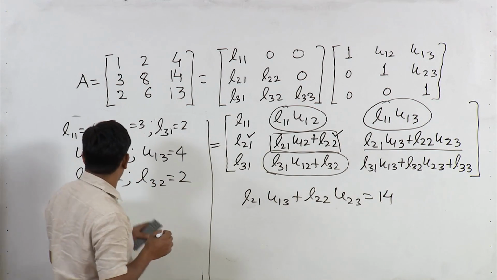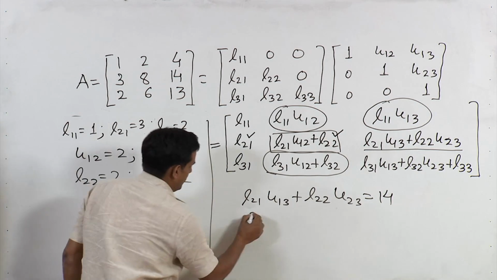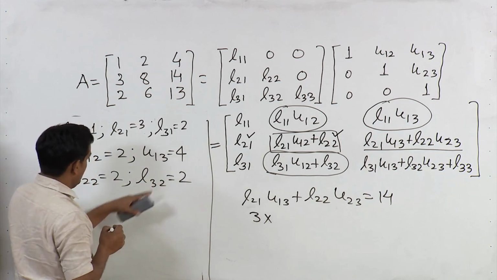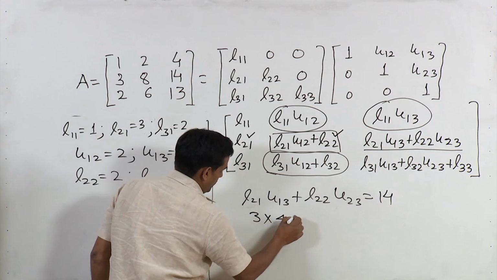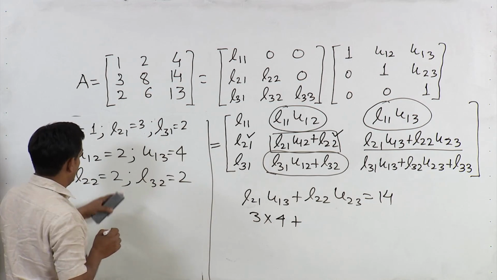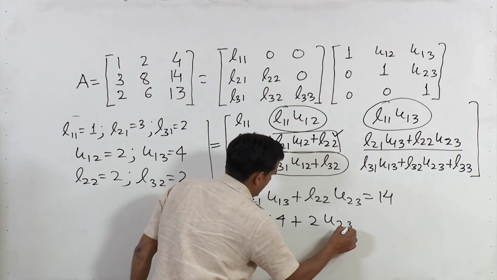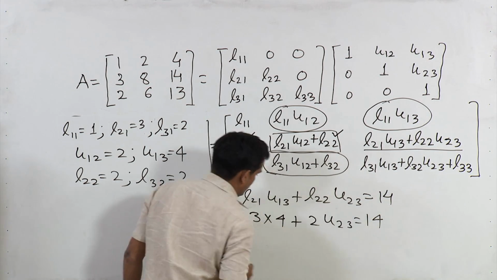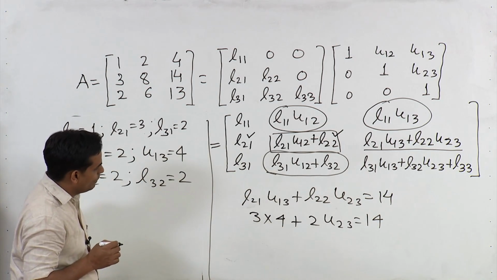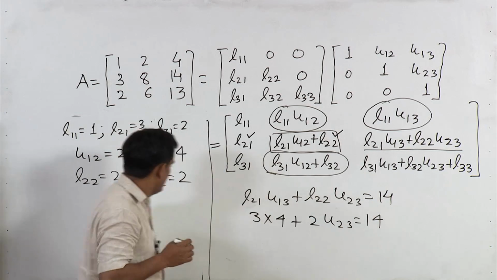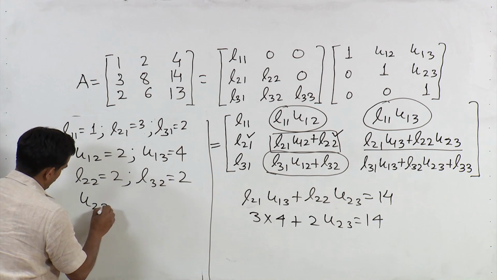So, L21 is 3, U13 is 4 plus L22 is 2, U23 equals to 14. So, from here I will get U23 equals to 2. So, U23 equals to 1.